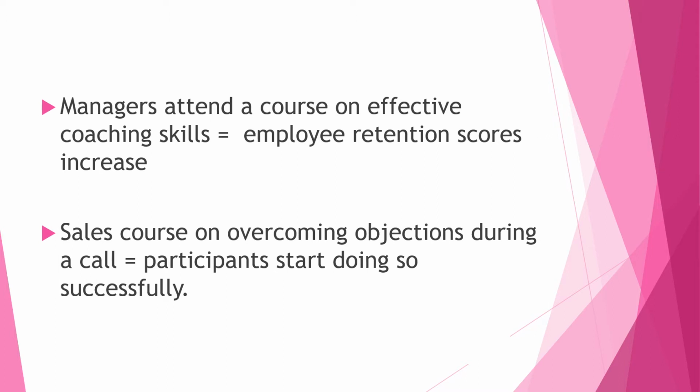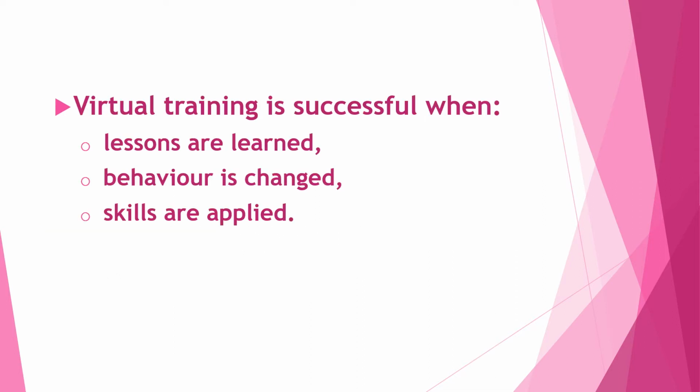For example, let's think about a group of first-line managers attending a leadership development training. There is a series of effective coaching skills and their employee retention score increases as a result. Then that virtual training probably played a large part in that success. Let's take another example. For instance, an online sales course where you teach them how to overcome objections during a sales course, and your participants start successfully doing that, overcoming those objections, and then your efforts paid off. So in other words, successful virtual training has occurred when the lessons are learned, when behavior is changed, and when skills are applied.